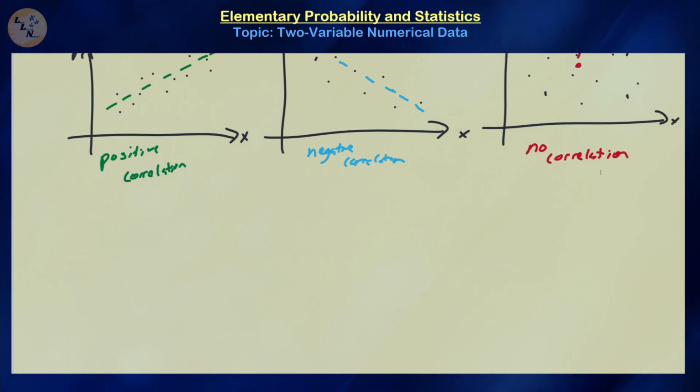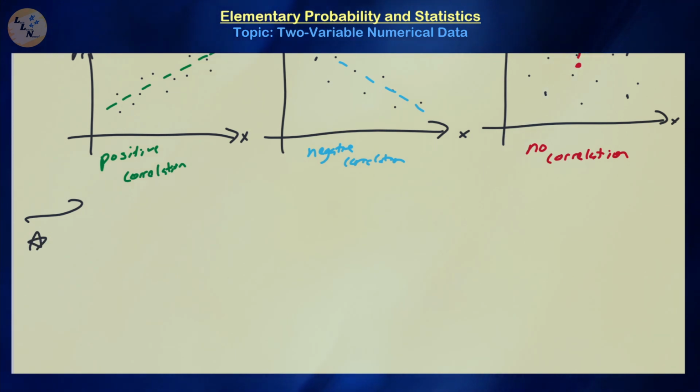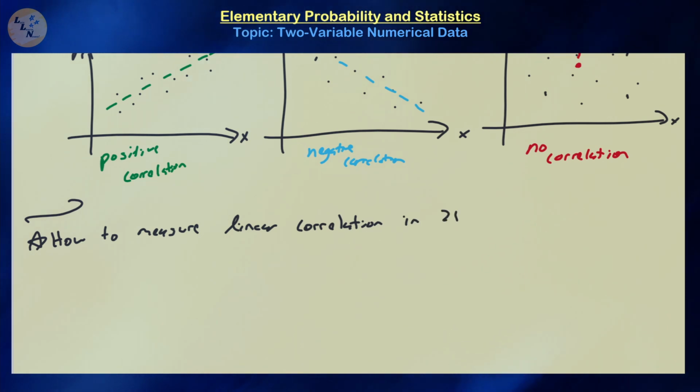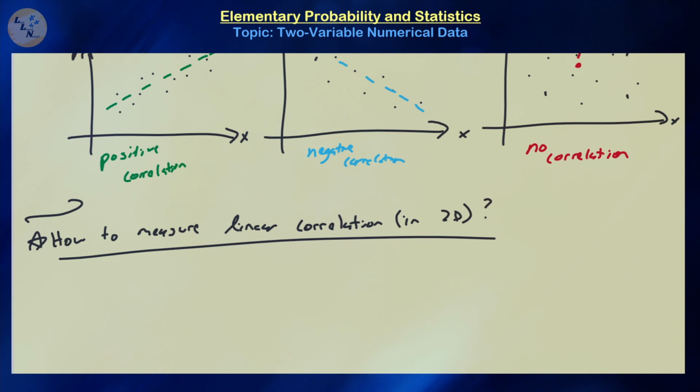So one of the very easiest ways to measure, so how to measure linear correlation. So what is a metric to measure linear correlation, especially in 2 dimensions? And the answer to that question, the first of a couple metrics that we're going to investigate, will be the covariance. The covariance of a data set.